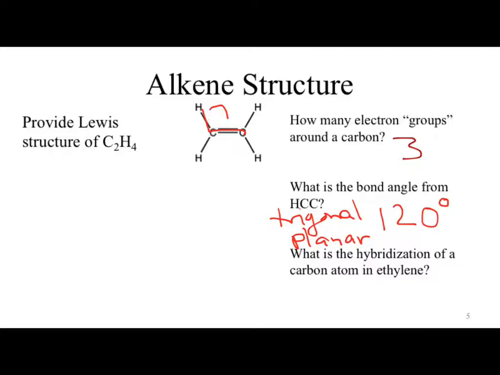sp2. How do we know it's sp2? Well, if we write out sp2, officially we could say s1p2. 1 plus 2 equals 3, which equals the number of electron groups. So if we've got 3 electron groups, we're looking for sp2. Okay?